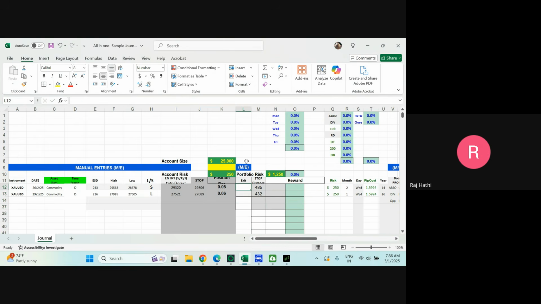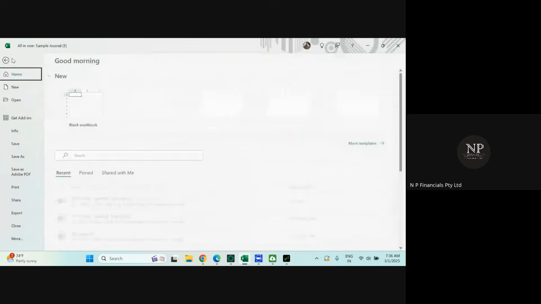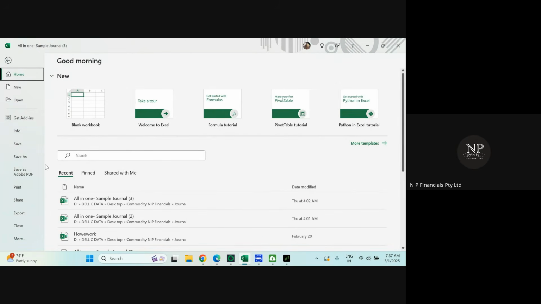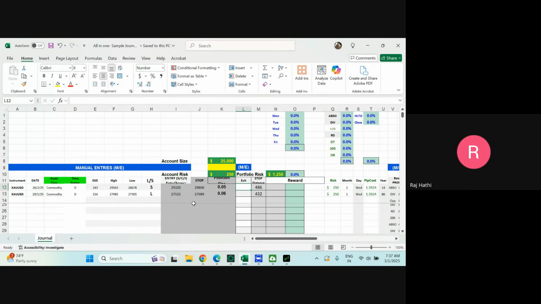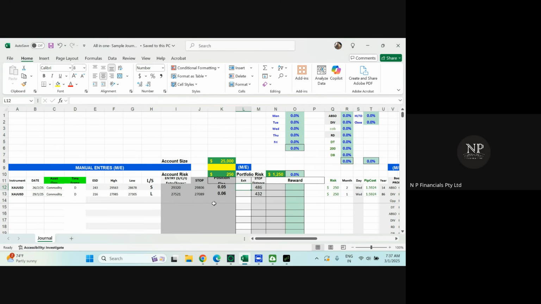So this is your journal which you need to save. Go to File, save. So this is how you put the entry on the journal. Any question? So first you do the journal and then you do the trade, is that better or the other way around? 100%, 1000% all the time.